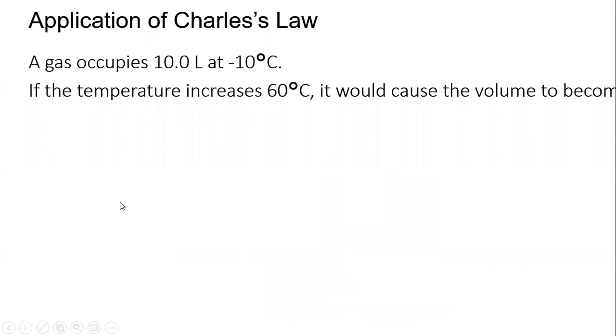So let's look at an example of Charles's law. We have a gas that occupies 10 liters at negative 10 degrees Celsius. If the temperature increases to 60 degrees Celsius, it would cause the volume to become something, and we have to calculate what the new volume would be.